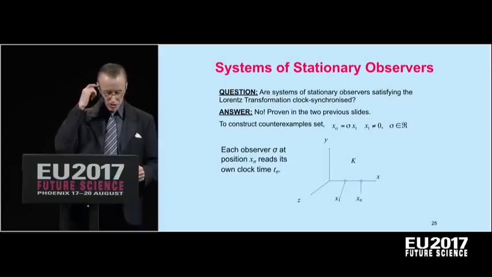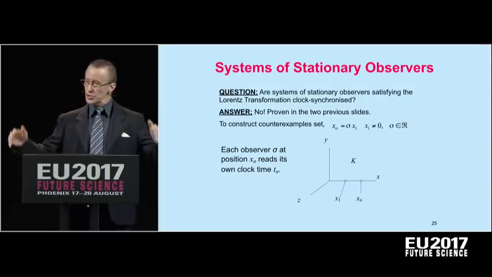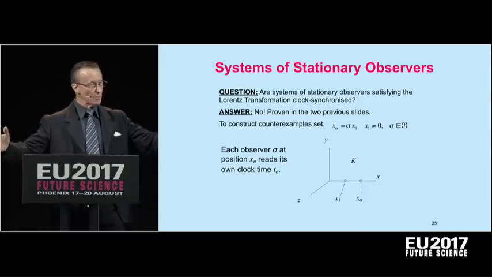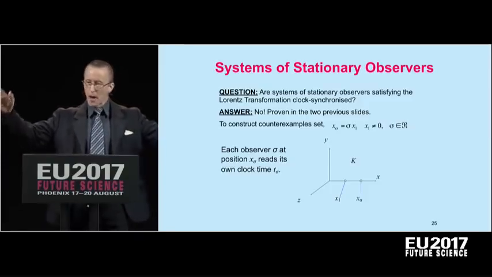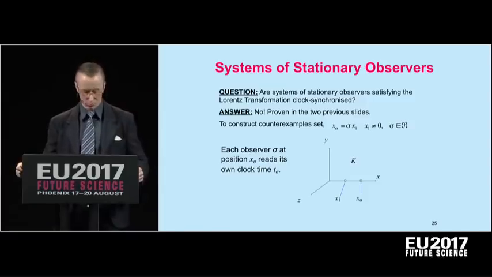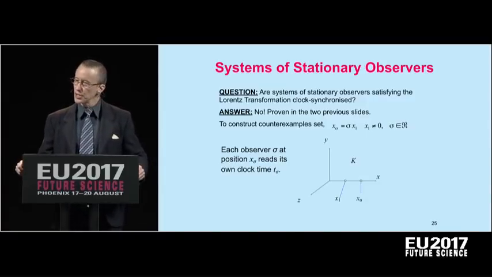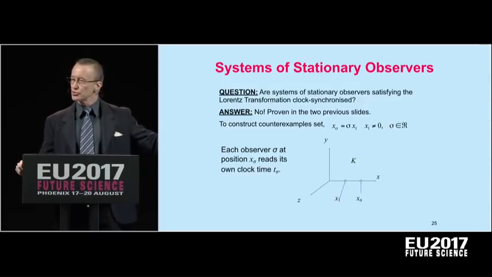Let's have a look at systems of stationary observers. So I ask a question: are systems of stationary observers satisfying the Lorentz transformation clock synchronized? In other words, if I set up a system of stationary observers and make them satisfy the Lorentz transformation, must they necessarily come out to be clock synchronized as Einstein wants them? The answer, well, the answer is no, because we just proved that in the previous two slides.